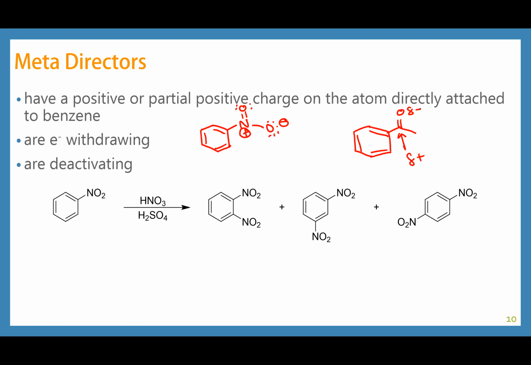In this example here, I drew out several different products. We have a nitro group, and we are doing a nitration reaction. I drew the ortho product, the meta product, and the para product. Which product is our major product? Meta. Right. So this is our major product.